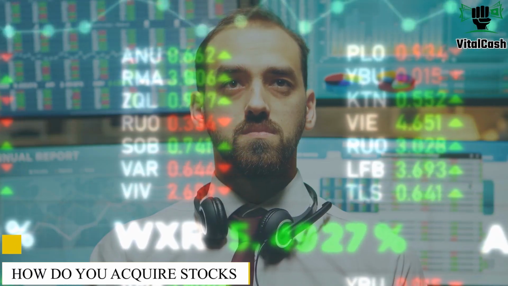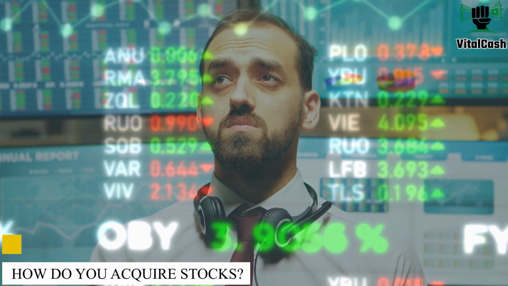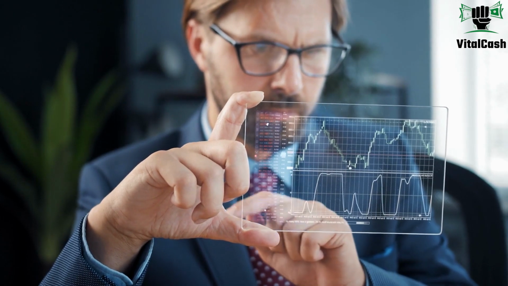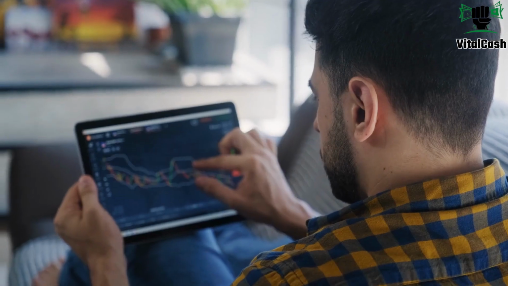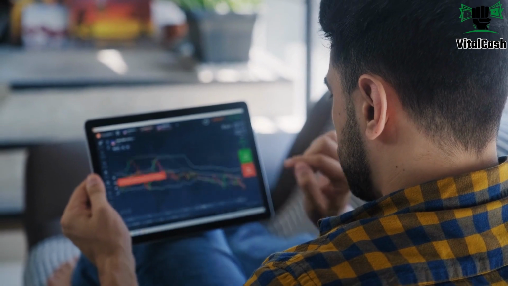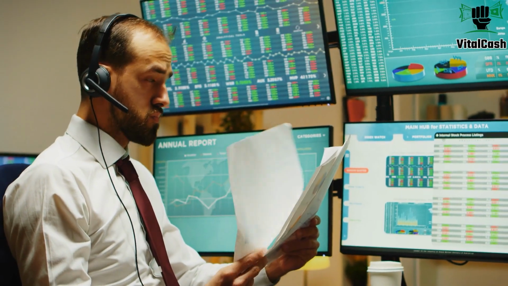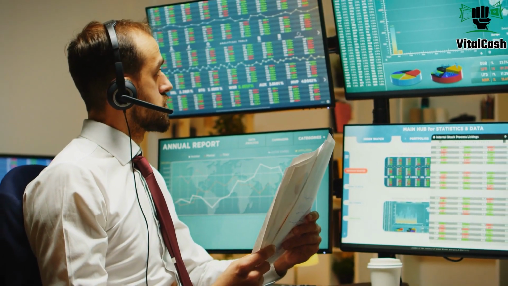How do you acquire stocks? To buy stocks, you'll typically need the assistance of a stockbroker since you cannot simply call up a stock exchange and ask to buy stocks directly. When you use a stockbroker, whether a human being or an online platform, you can choose the investment that you wish to buy or sell and how the trade should be handled.